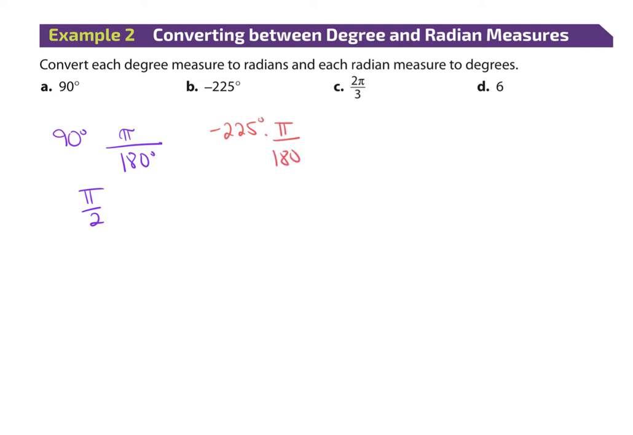Again, I know this is degrees because I have a little degree symbol. So when you reduce this, by the way, you get 5 pi over 4. Make sure you know that that's negative 5 pi over 4. That tells me the direction that I moved.